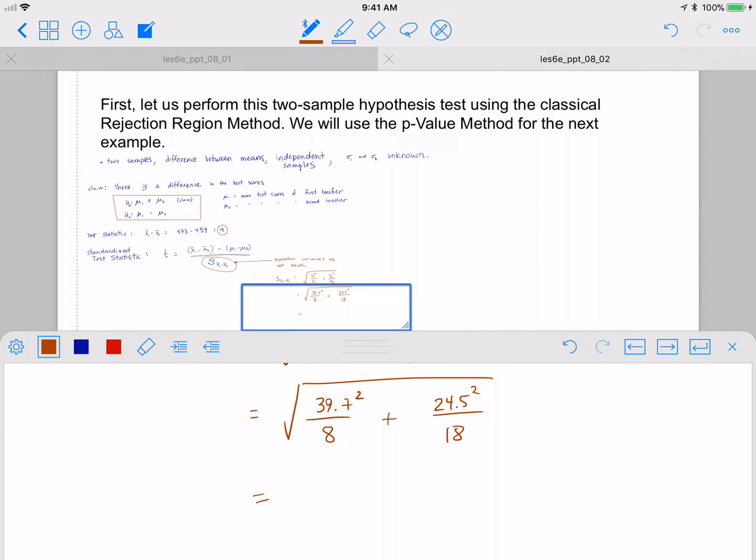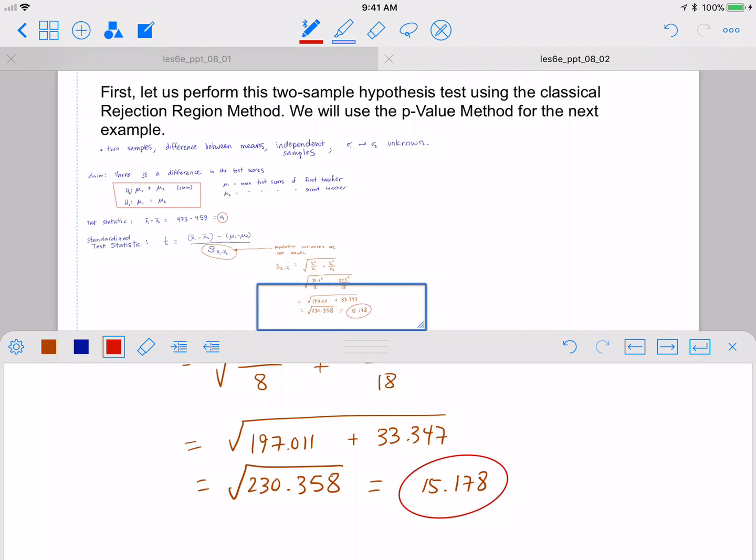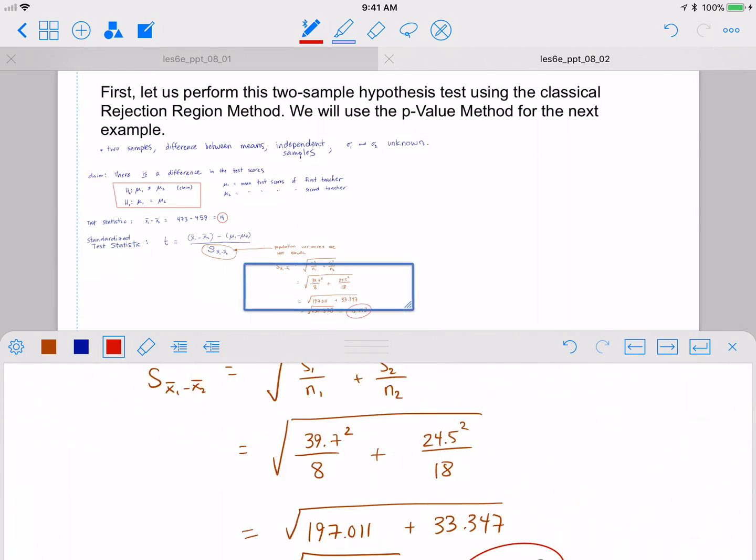So 39.7 squared divided by 8 is going to be 197.011. 24.5 squared divided by 18 is going to be 33.347. So we add those up and take the square root, and we get the square root of 230.358, which is about 15.178. All right. So this is our standardized test statistic.